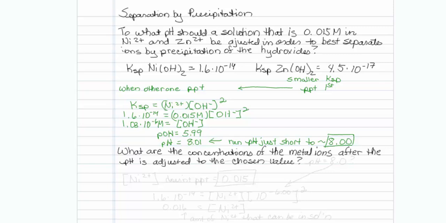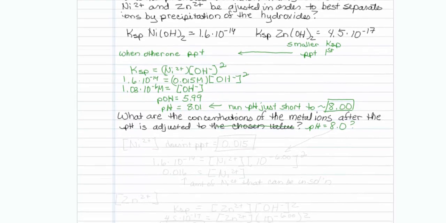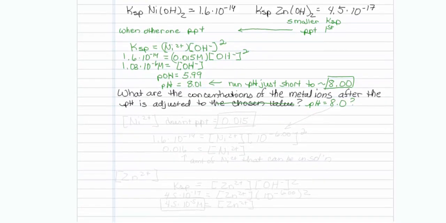The next question asks, what are the concentrations of the metal ions after the pH is adjusted to pH equal 8? Alright, very well. Let us figure that out. For the nickel, the idea here is that it doesn't precipitate. So it should be equal to 0.015. But just for fun, let's check it, okay?